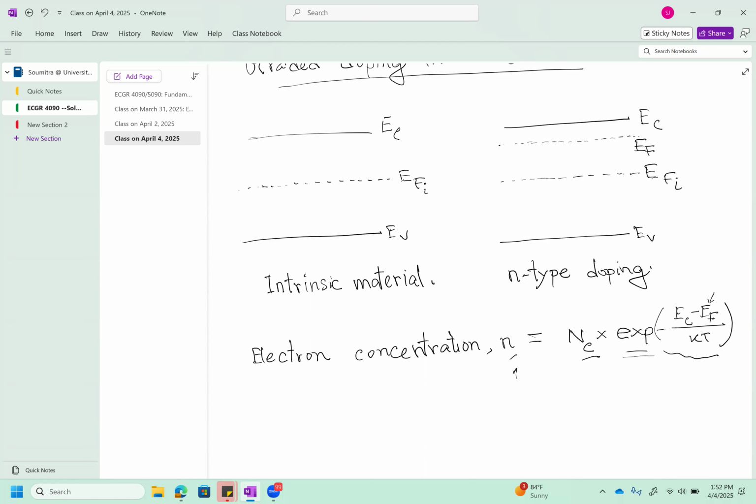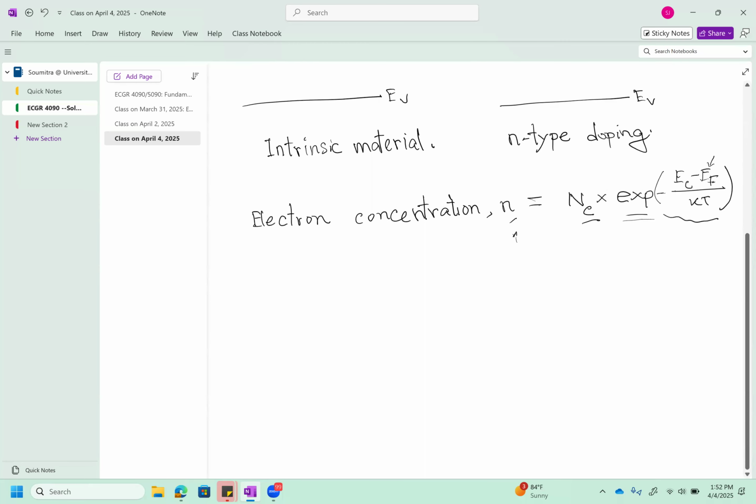Now, today we will see what if, instead of doping everywhere uniformly, we dope different layers differently? Let's say we have a part of the silicon where we dope it very heavily. So EF is very close to EC. So this is my EF, this is EC, this is EFI. EFI stands for the intrinsic Fermi level, and EV.